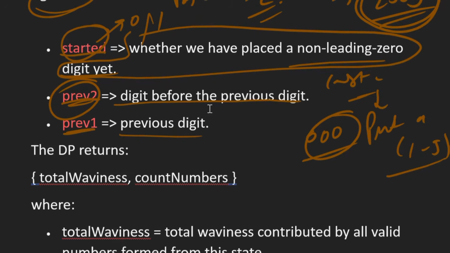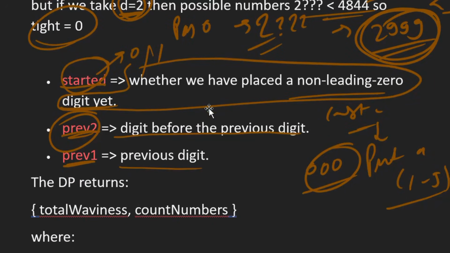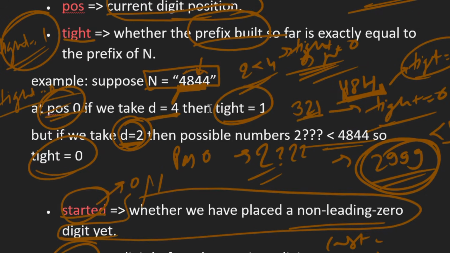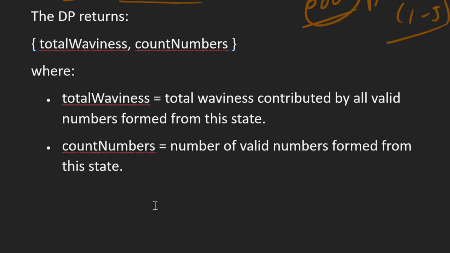So these are the five things present in our DP state, that is position, tight, started, previous two, and previous one. If you haven't got any of them, then please be patient, you will get them in future when I explain with the help of an example. The DP will return us two things: total waveness and count numbers, right?